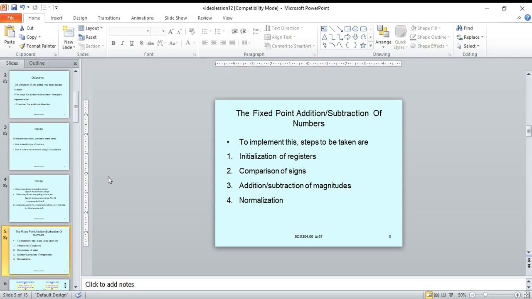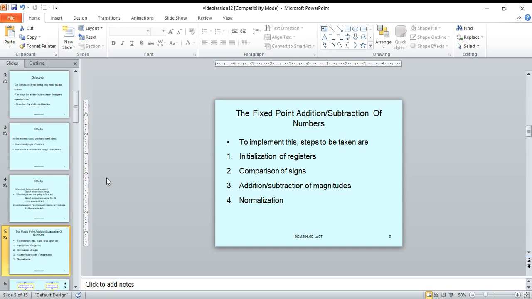Once the numbers are placed in the registers, we have to compare the signs, whether it is an addition operation or a subtraction operation. We can check the equality of the signs by using the XOR operation, and then based on the signs we do the addition or subtraction of the magnitudes. Once the operation is over, we have to do normalization.